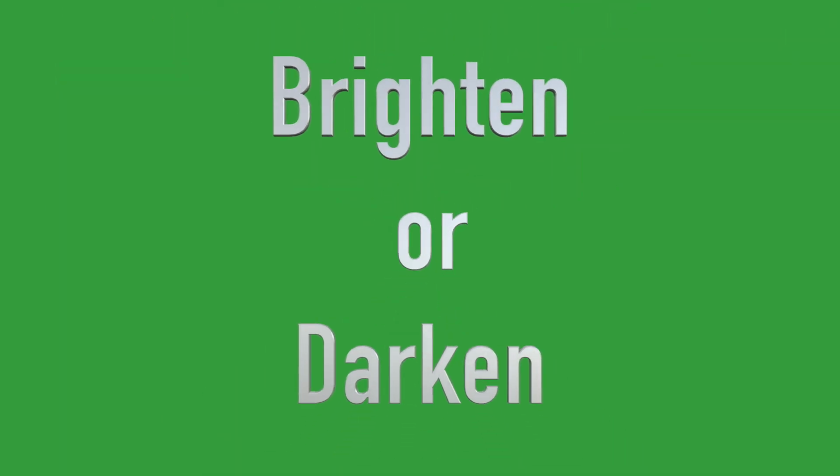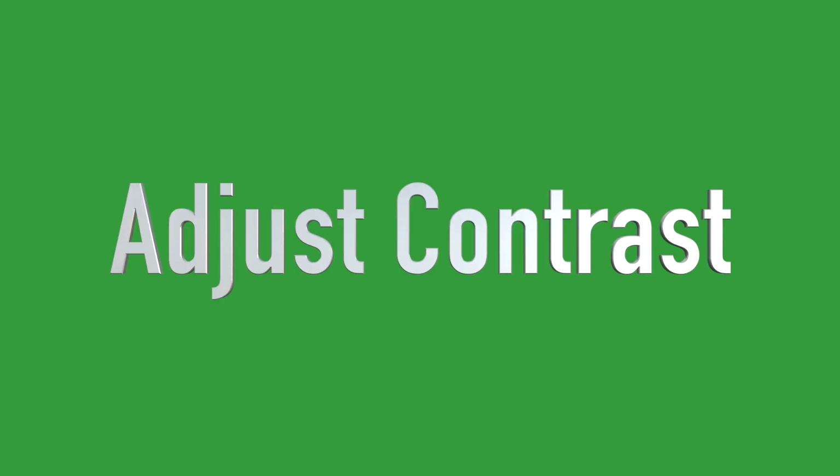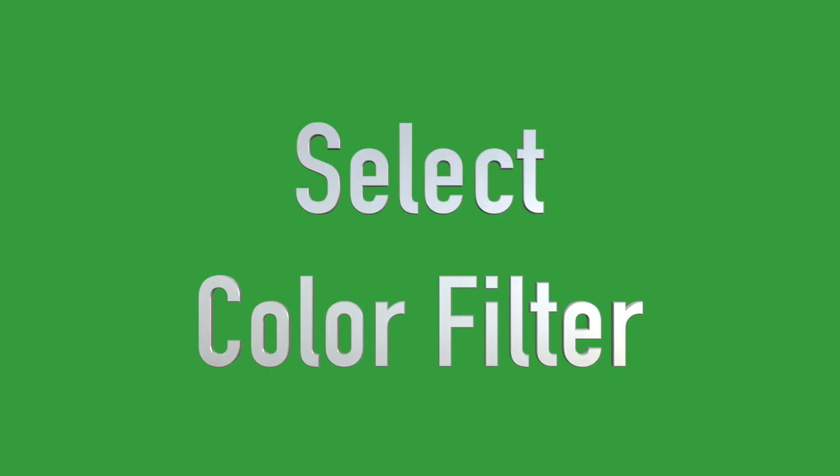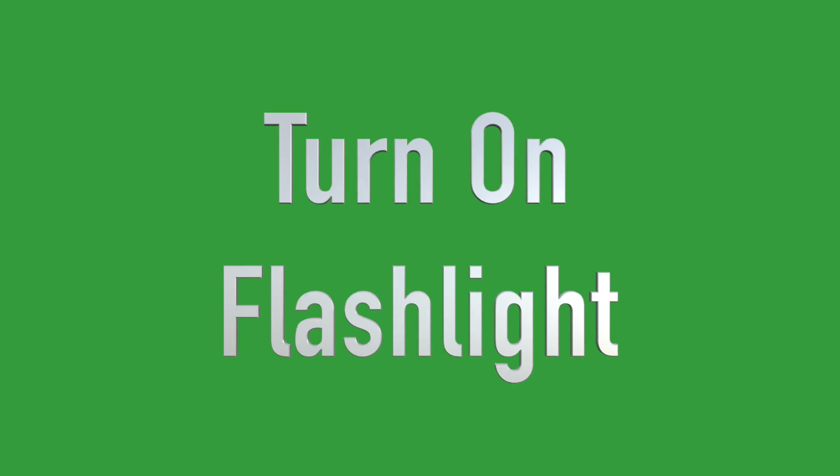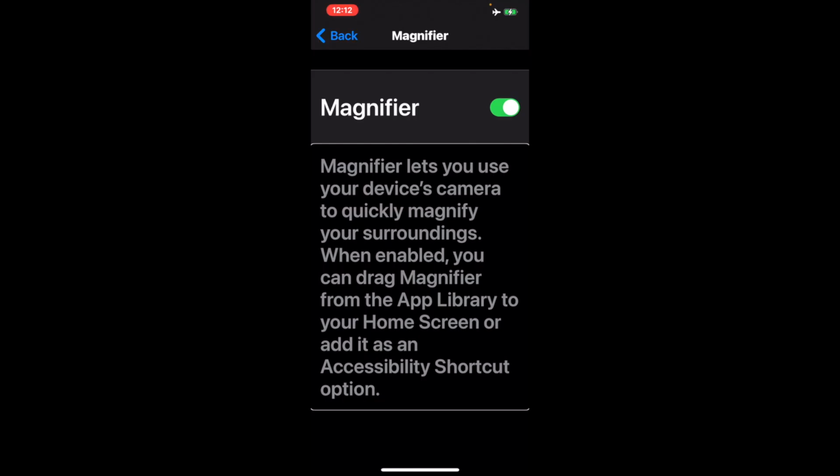And you can zoom in, you can zoom out with Magnifier. You can brighten or darken with Magnifier. You can adjust the contrast with the magnifier. You can also select color filters with the magnifier. You can turn the flashlight on if you need to so you can see a little bit better. You can turn the flashlight off.